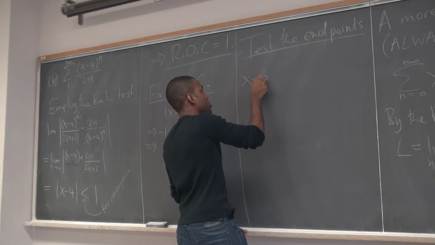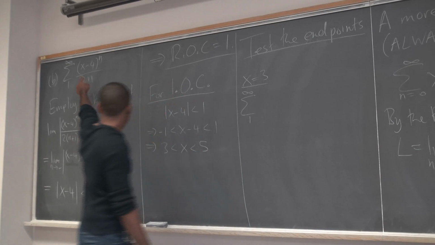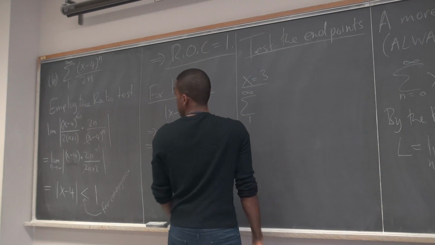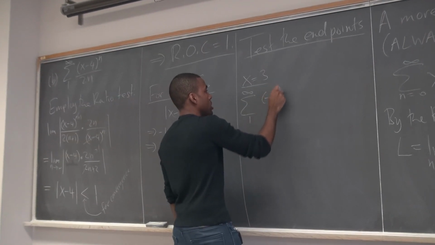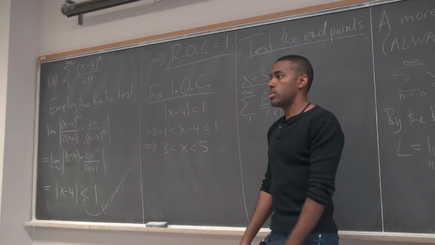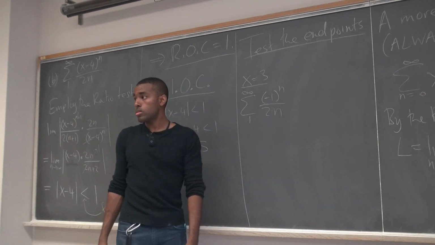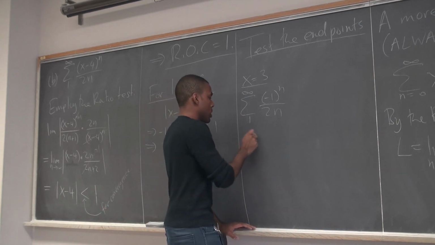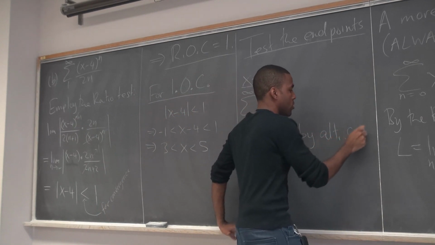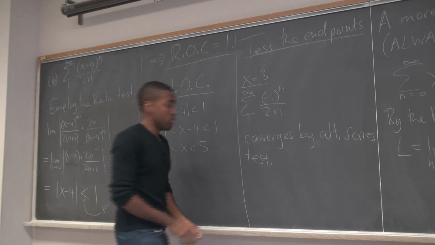What if x equals 3? What does my series become? Well, I plug in 3, and I get minus 1 to the n over 2n. Does that converge or not? Yes. How do you know? It's an alternating series. So what's the test? It's decreasing and goes to zero. It converges by the alternating series test. So it turns out I do work at 3. Okay, what about 5?